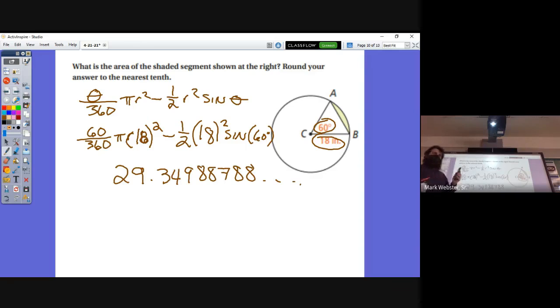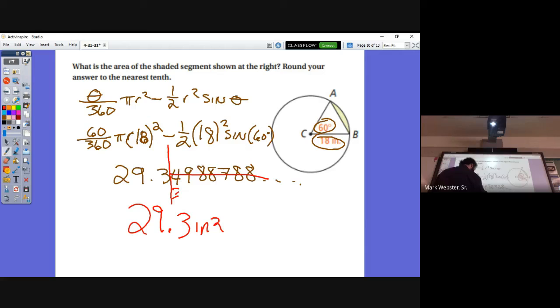Is that what y'all got? Hopefully. I'm trusting y'all. Okay, yeah, that should be good. And then they say round to the nearest tenth. So we look here. That 4 means that we round that down, and so our final answer should be 29.3. And what are my units? Inches squared, yes.